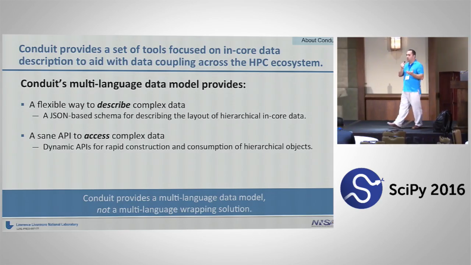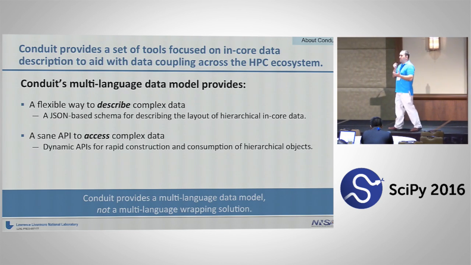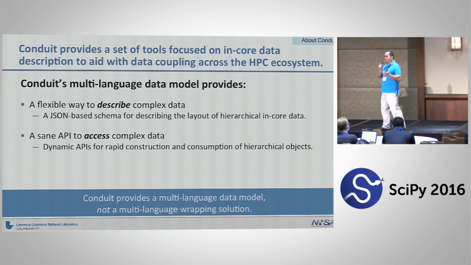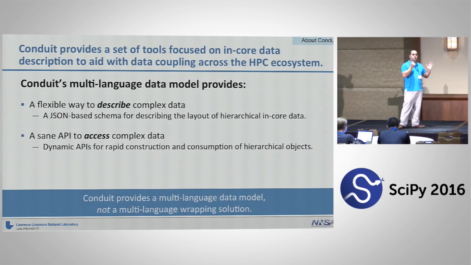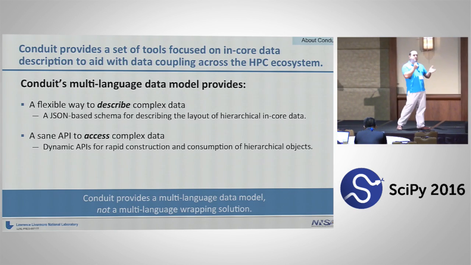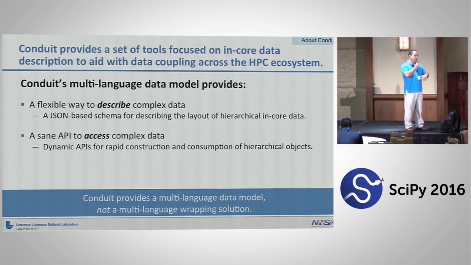And it's important to note that this is sort of a multi-language data model. So I don't like the term least common denominator, but it's probably the most apt term. We're trying to do a subset of things really well, and a subset of things really well in multiple languages. And it's not a language wrapping solution, so it's not a new wrapper generator or anything like that. It's an API and a multi-language data model.